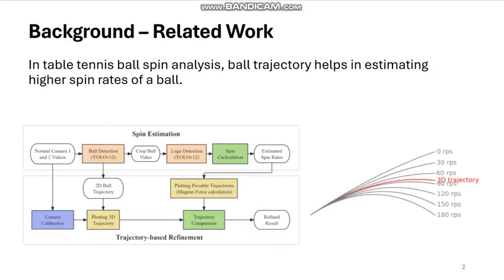Ball trajectory is a vital aspect of table tennis. Some works have tried to utilize the information to do analysis, and one of them is ball spin analysis. In table tennis ball spin analysis, ball trajectory helps in estimating higher spin rates of a ball by observing 3D calibrated trajectory with simulated physical models to infer the most plausible spin rate.